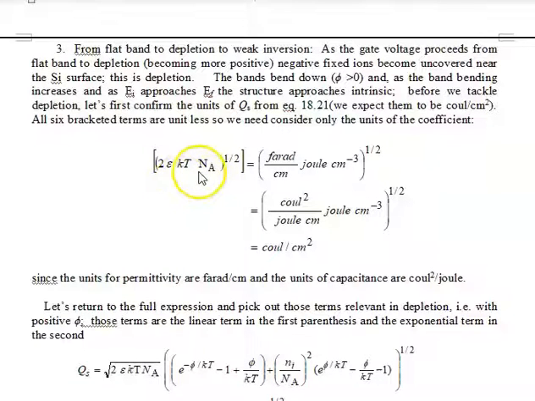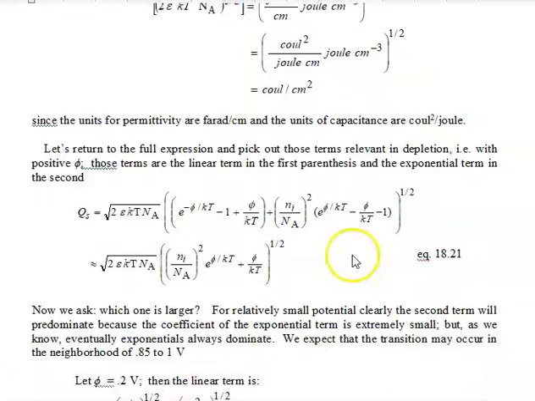We say, what is the coefficient here? Units of epsilon are farad per centimeter, kT is joules, and N_A is numbers divided by cubic centimeters. So we put all that stuff in. First we have to translate farads into more basic units. It is coulomb squared per joule. Put all that into this term here, and we get coulombs per square centimeter, exactly as we would have expected. That's really pretty good.